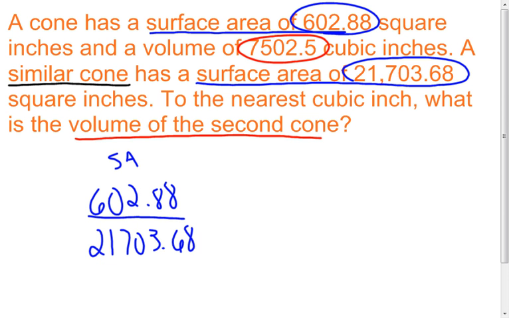And then I also have a ratio. Now that's very important to keep this in the same order that you did the first one, so it looks like I did smaller over bigger, or first over second. So I'm going to do 7,002.5 over, I don't know the volume of my second one there. And remember, that's a volume ratio.